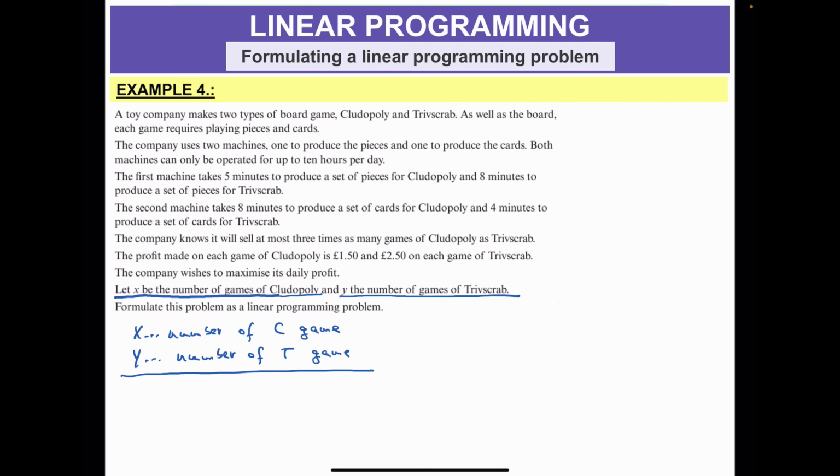So I have two machines, one produce cards, both the first machine. So what do I know? What do I want? The profit. So obviously maximizing the profit, and the profit made is 1.5 pounds and 2.5 for T game. So I have 1.5 times X plus 2.5 times Y, and that will be the profit that I want to maximize.